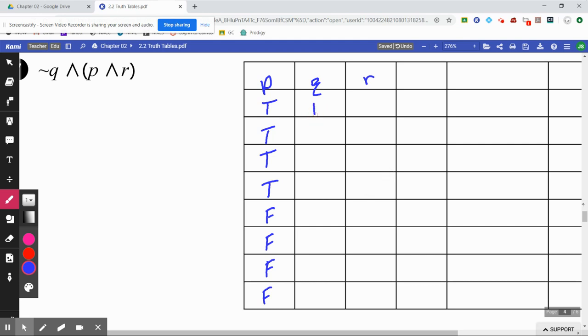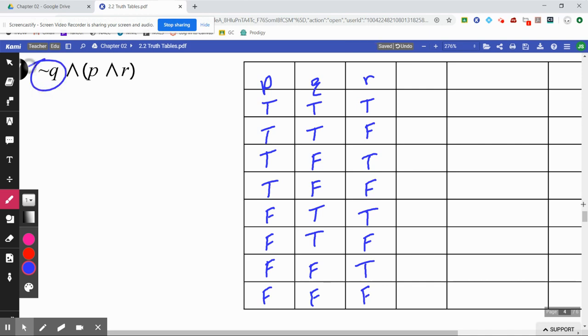I'm going to do half of these truths to be true. Half when P is true, half of those Q's will be true and half falses. Same thing down here, half truths, half falses. And then finally with R, you should be able to do true, false all the way down. And that's going to give you every possible scenario that you have.